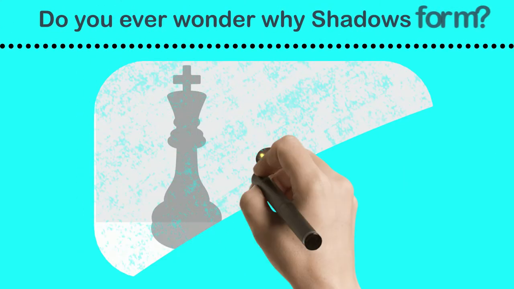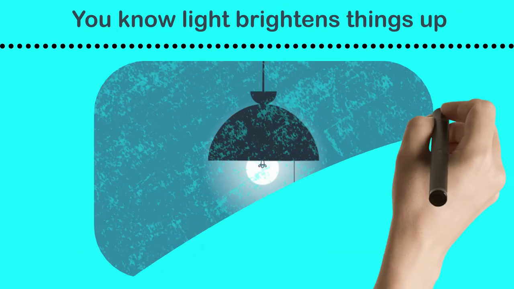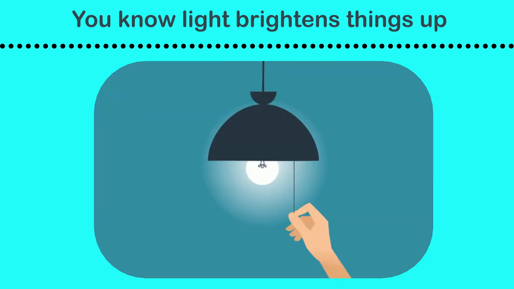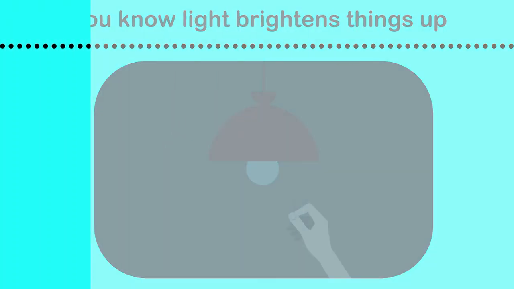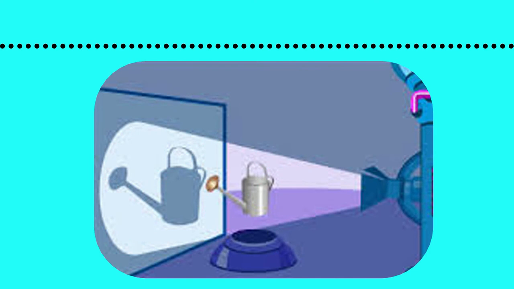Do you ever wonder why shadows are formed? You know, light brightens things up. If there was no light, we would not be able to see anything. When light hits an object from one side, it brightens it up. At the same time, a dark patch forms on the ground or wall on the other side of the object. That patch of darkness forms because the object blocks the path of light and stops it from reaching that area. So, the area becomes dark.